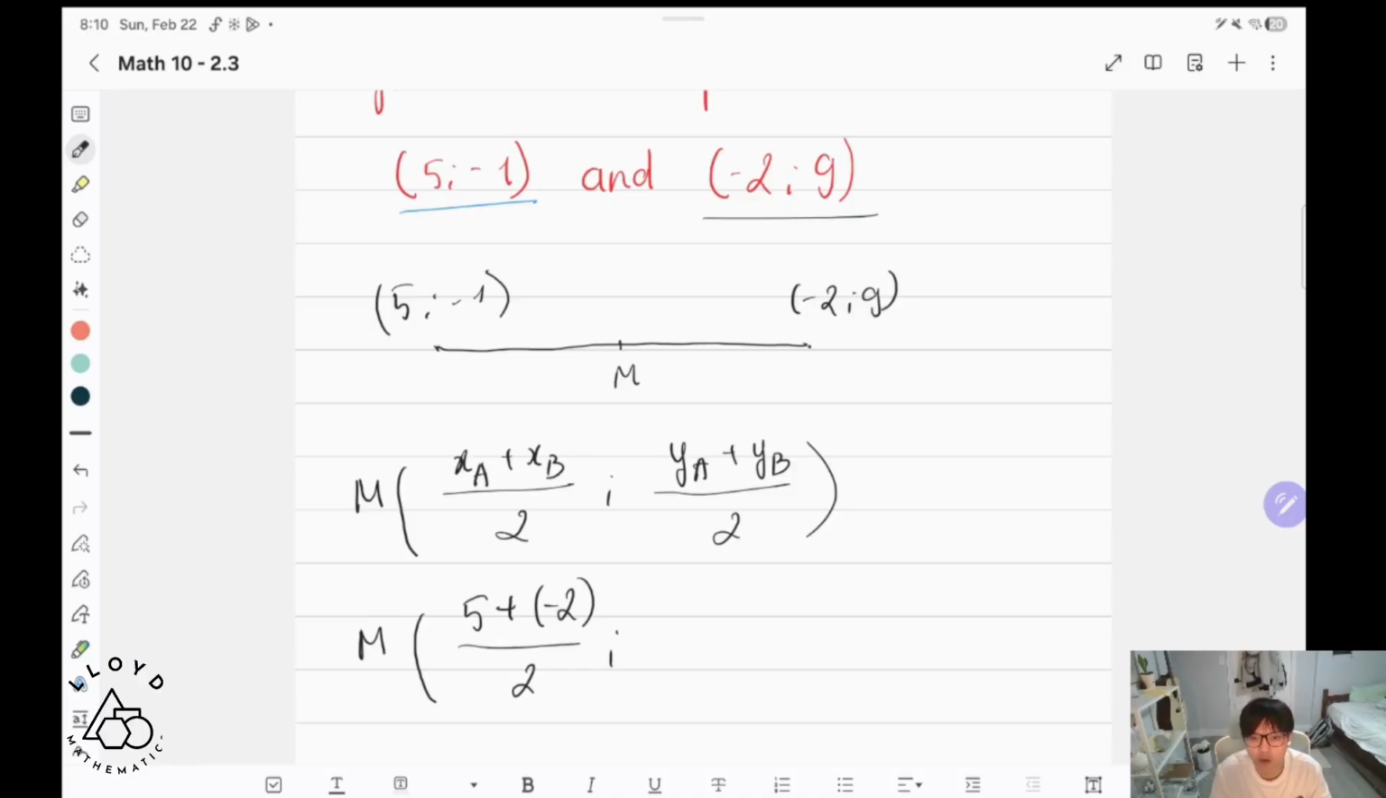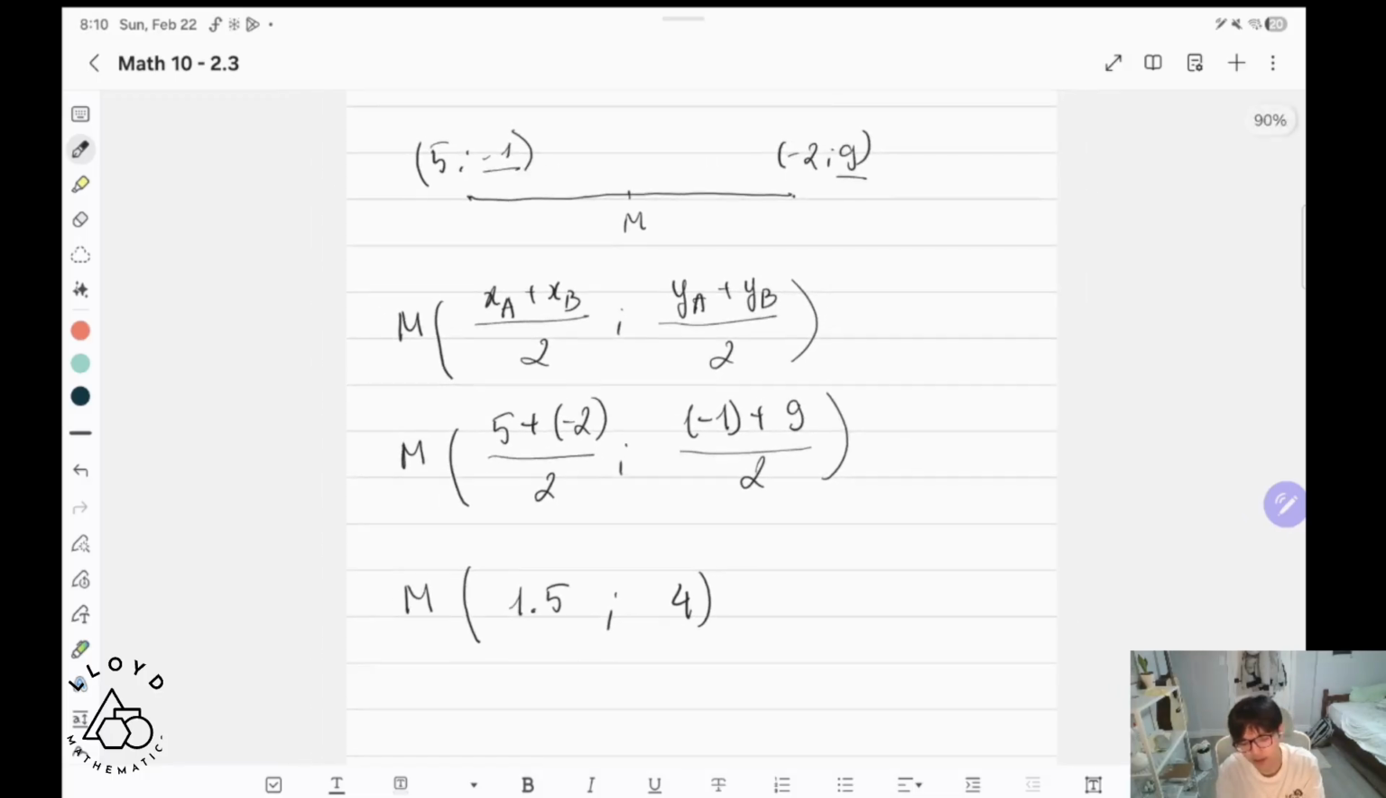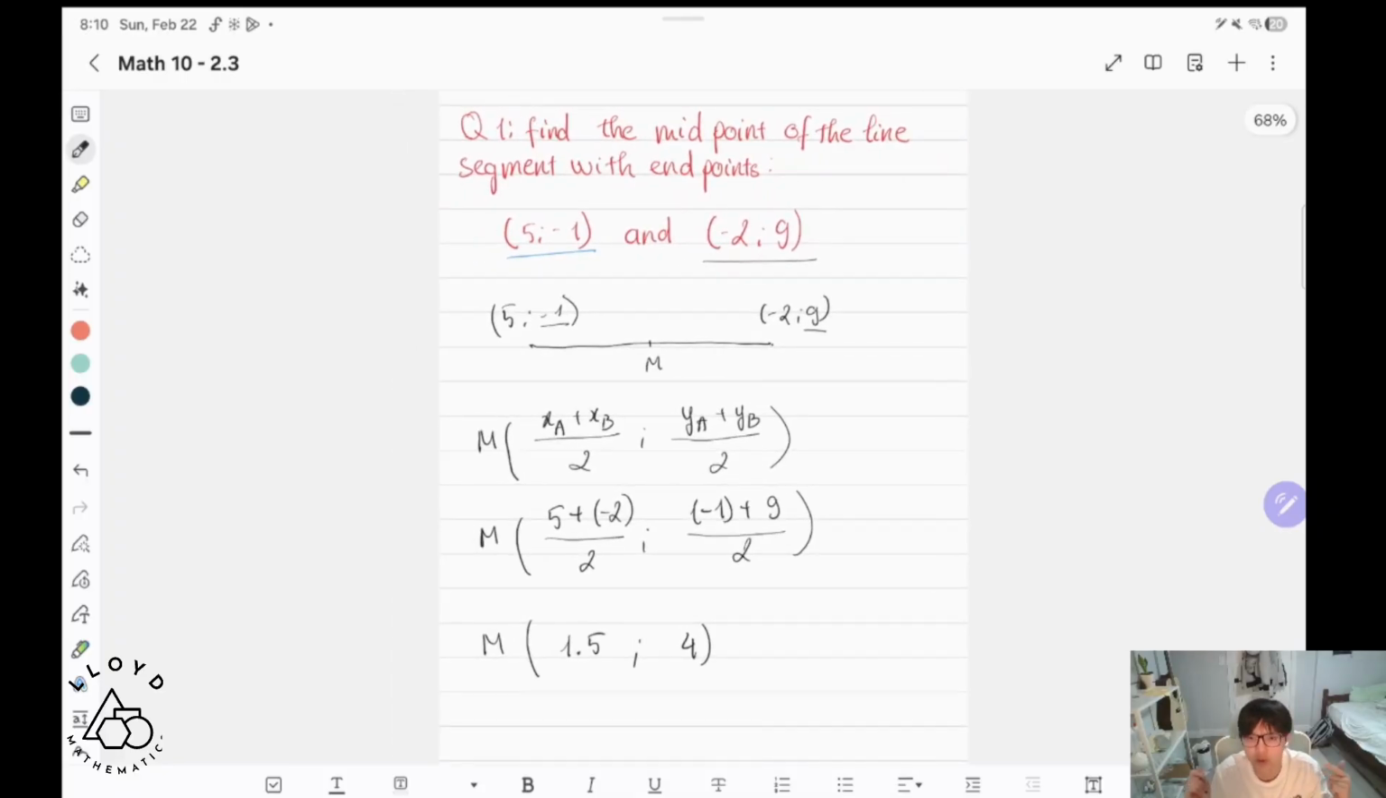And what is the y coordinate of that? The y coordinate of A is this one, and the y coordinate of B is this one. So this will be -1 plus 9 divided by 2, and then we got our result. 5 plus -2 divided by 2 is 3 divided by 2, which is 1.5, right? And -1 plus 9 is equal to 8, and 8 divided by 2 is 4. So we already got the midpoint, M, which is equal to 1.5 and 4. Okay.